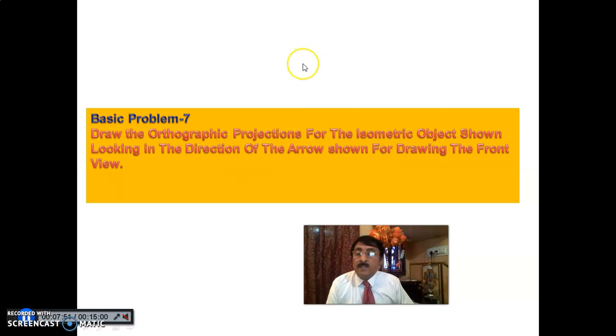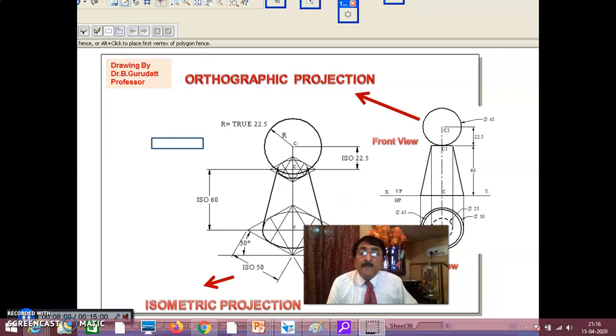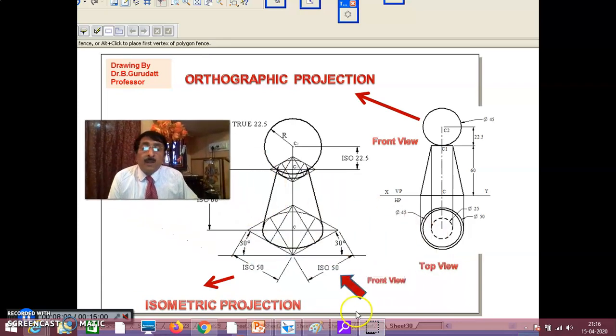Then basic problem 7 you do. Basic problem 7, you see here. This is the isometric projection, and this is the orthographic projection. Anyway, they will give you this in the exam. If they give this in the exam, you know very well.